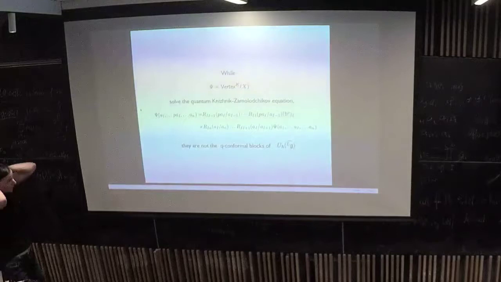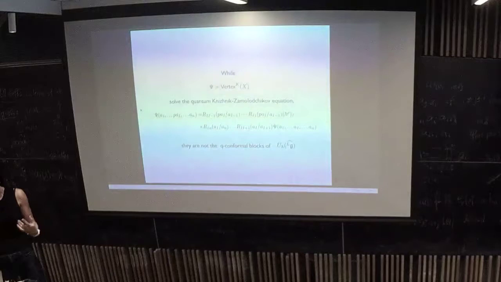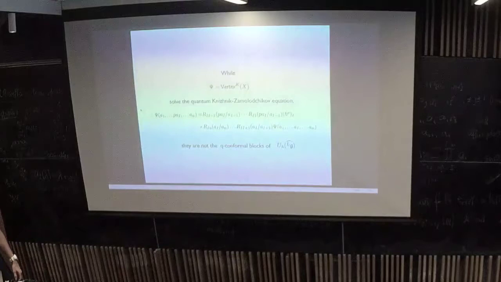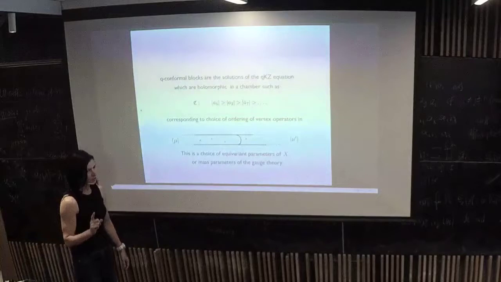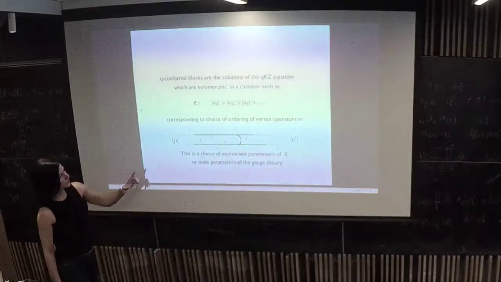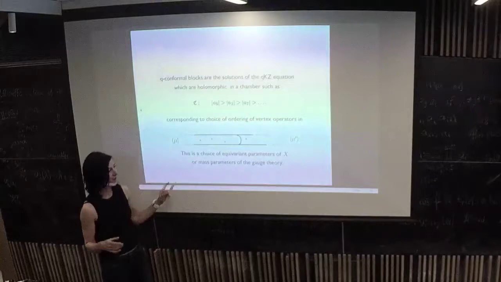In some sense, once you prove this hard theorem, the fact that you get solutions of the QKZ equation comes for free at the price of the hard theorem. However, while you get solutions of the QKZ equation, you don't get Q-conformal blocks. What does it mean? They satisfy the same equation, but Q-conformal blocks are analytic in a chamber corresponding to the choice of ordering of vertex operators. The positions of vertex operators are equivariant parameters of X. In this enumerative approach to QKZ, there's no analyticity whatsoever in terms of equivariant parameters of X.